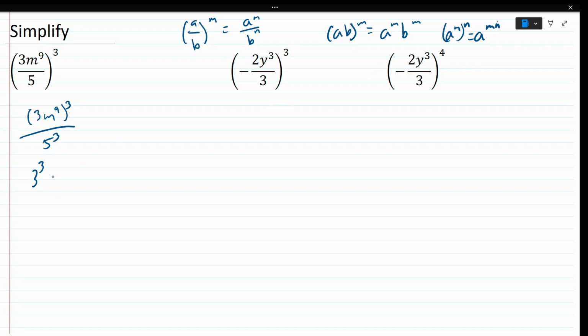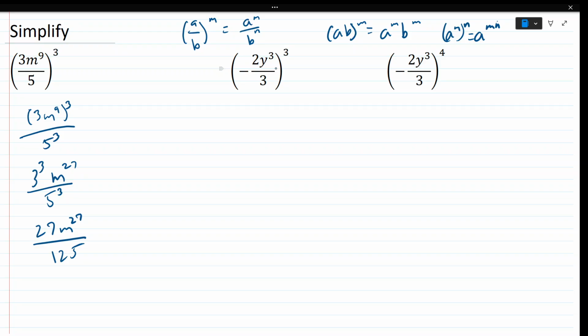So this will be m to the 9 times 3, so that'll be m to the 27th, all over 5 cubed. And then simplifying by evaluating those numbers, 3 to the third, that would be 3 times 3 times 3, which would be 27, m to the 27th, all over 5 cubed, that would be 5 times 5 times 5, which would be 125.